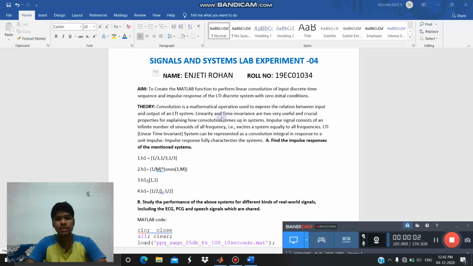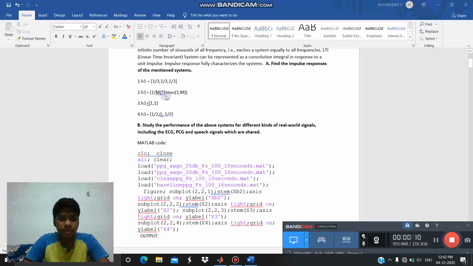My roll number is 19EC01034. In this experiment, we will learn about convolution and trend removal. In the first part, we have to calculate the impulse response of the given system. Impulse response is the output when the input is a delta function passed through an LTI system. These are the four impulse responses for the given system.